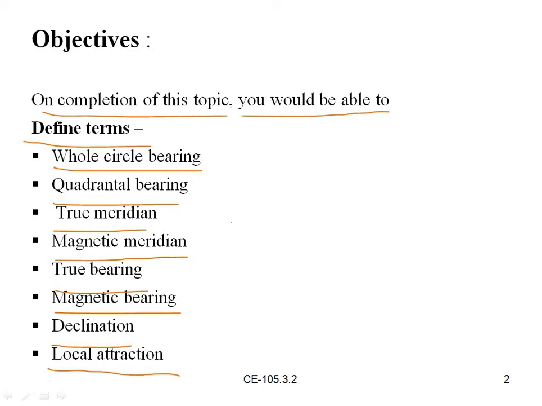You can see here whole circle bearing and quadrantal bearing. These are the bearings, which are taken as angles. So what does a bearing mean? A bearing is an angle taken in sighting the objects, taken as a horizontal angle, and it is known as bearing. Let us see them one by one.